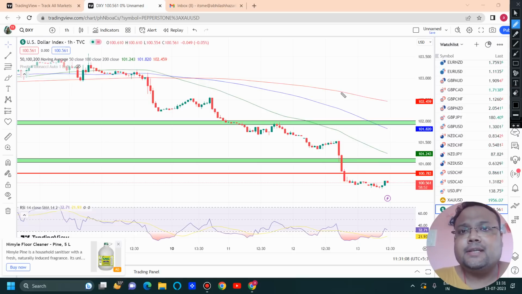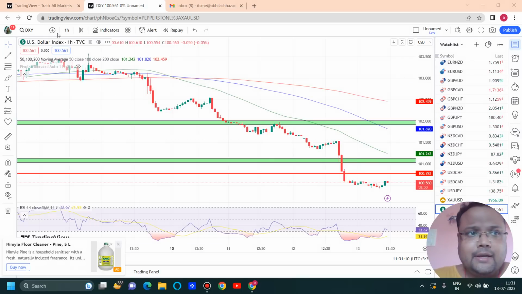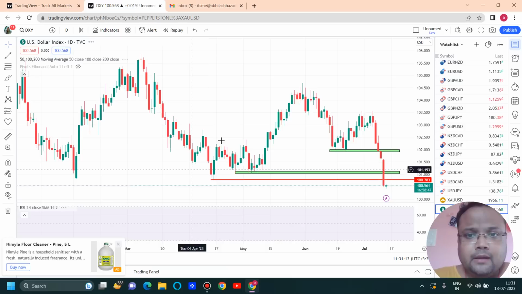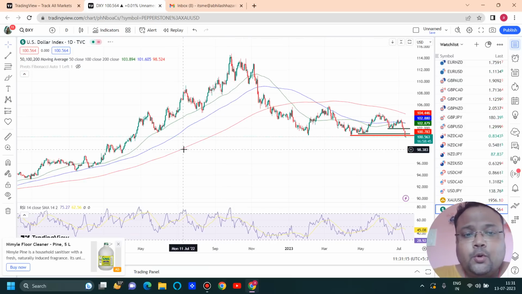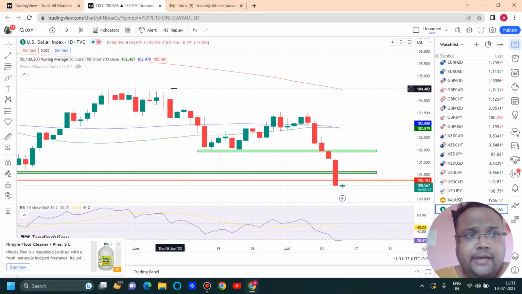Sellers are dominating this market, and if we look at the chart, you can easily see that we don't have any support right now. There's a good chance that DXY will be heading towards double digits. Today we have PPI coming up, so again there will be volatility. Traders, be careful, do not gamble. Right now things are not very positive for DXY.